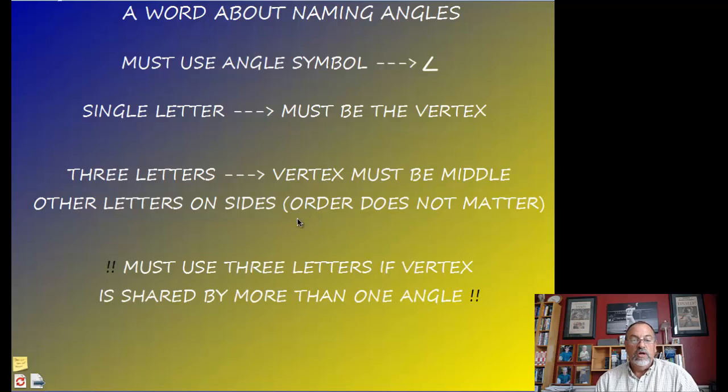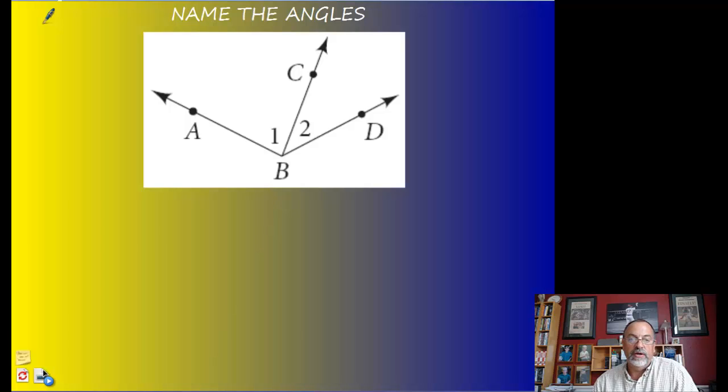Okay? So one final thing is you can't always just use a single letter. There's one very specific rule that has to be followed, and that is you can only use a single letter if the angle is all by itself. If there's more than one angle that has the same vertex, you must use three letters. And I'm going to show you an example of what I'm talking about right here.